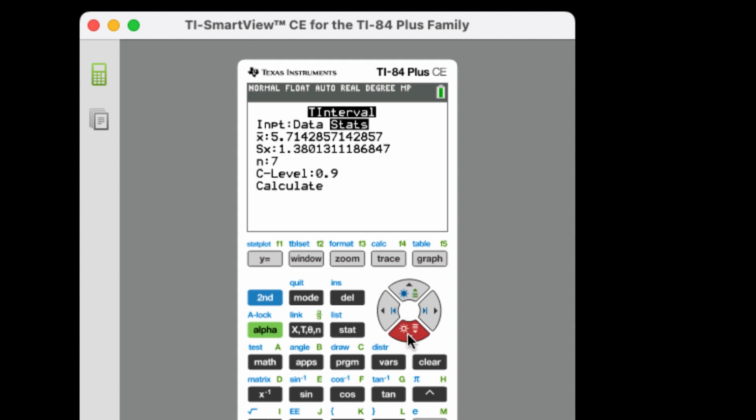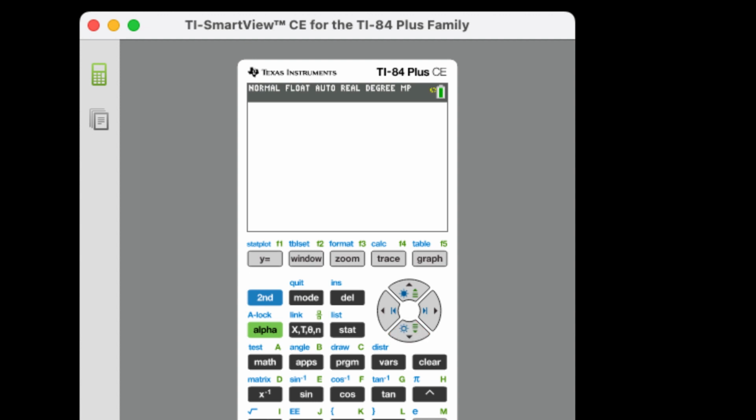What do we enter? What's the sample mean? We just found out that's 5.7. Is that right? What's the sample standard deviation? We just found out it's what? 1.4. What was the sample size? 7. What was the confidence level? 95. So double check. What do you get now?